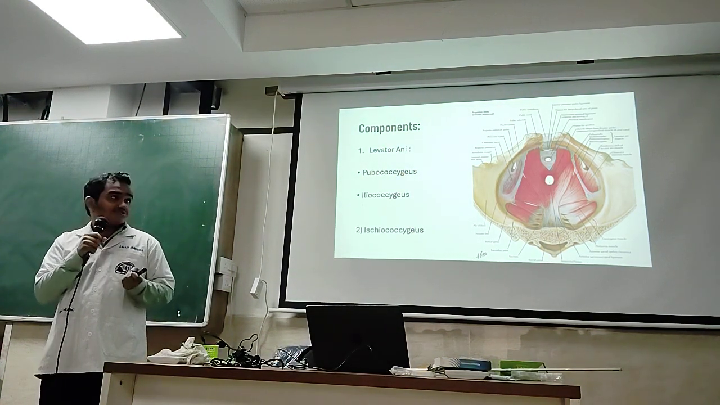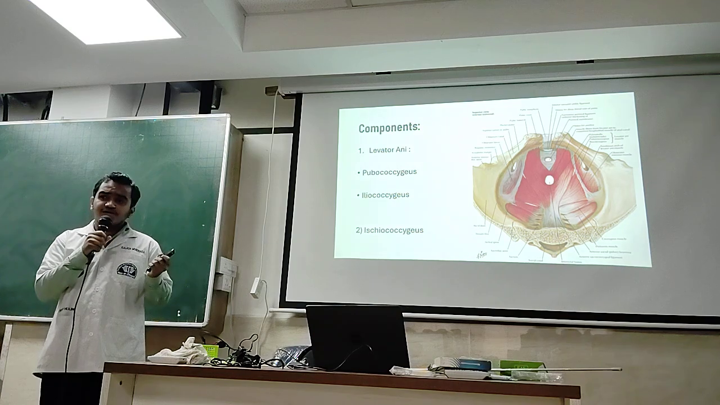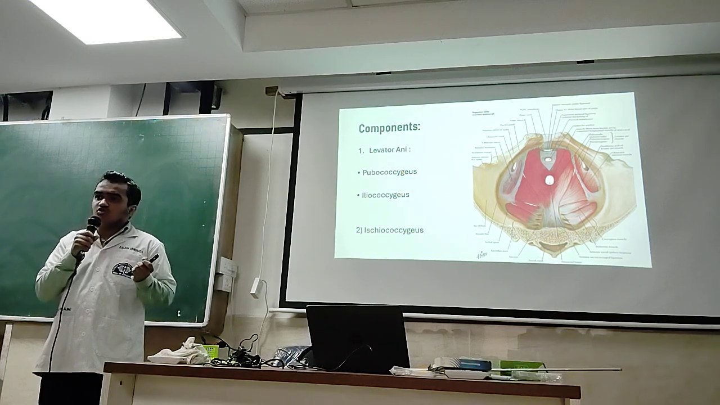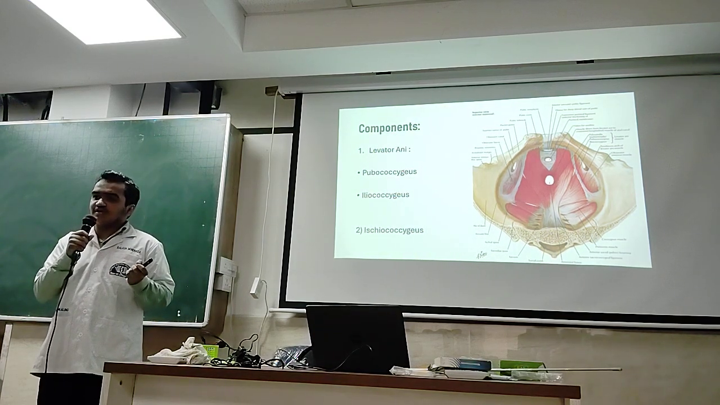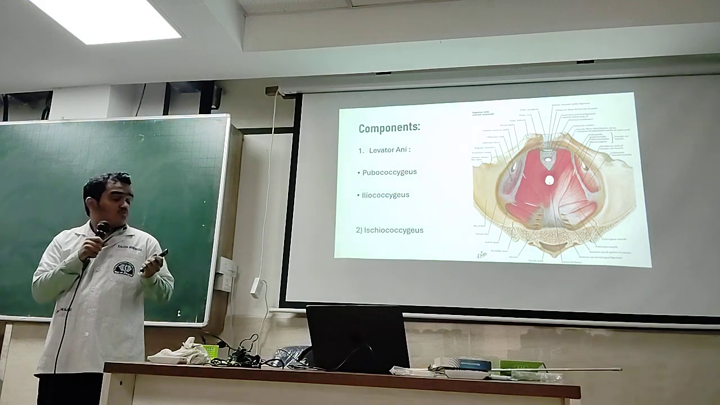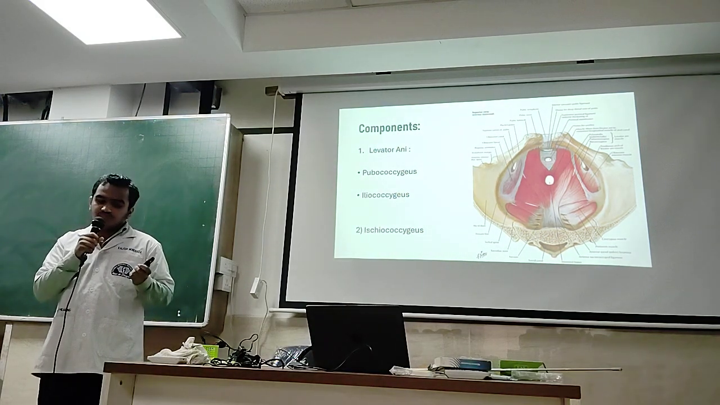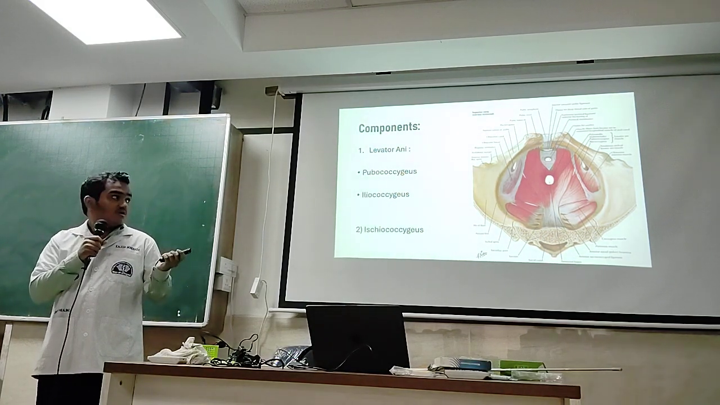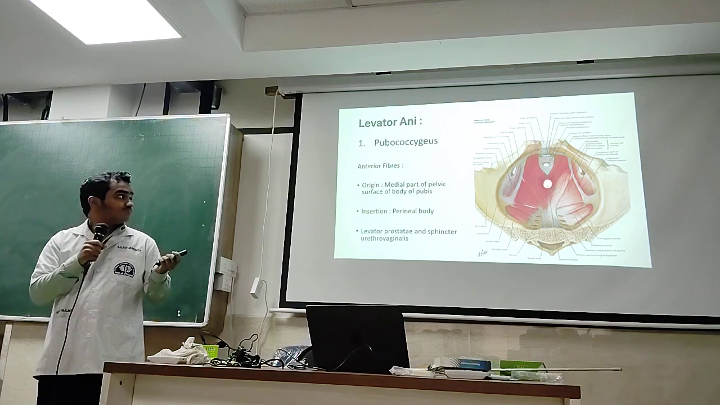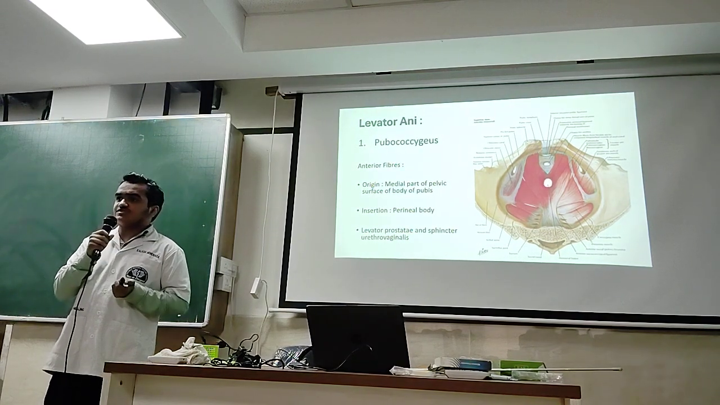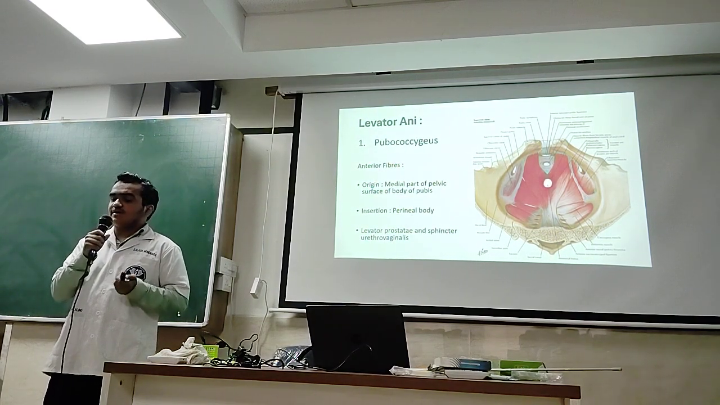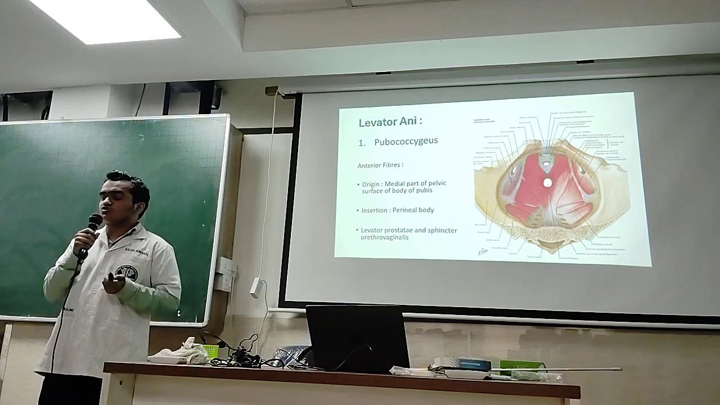Talking about the components, as already explained, it includes levator ani and ischiococcygeus. The levator ani is comprised of pubococcygeus and iliococcygeus. Now I would like to talk about details of these muscles. Talking about pubococcygeus, it can be studied in 3 main parts: anterior fibers, middle fibers and the posterior fibers.